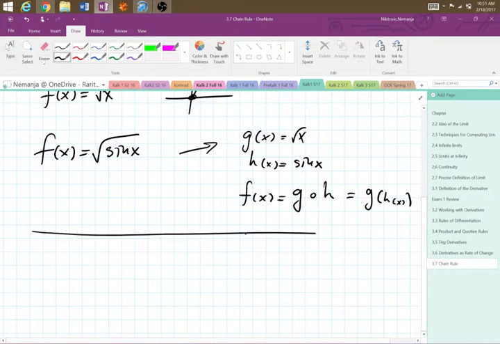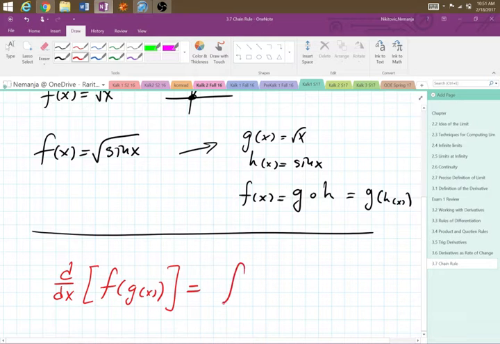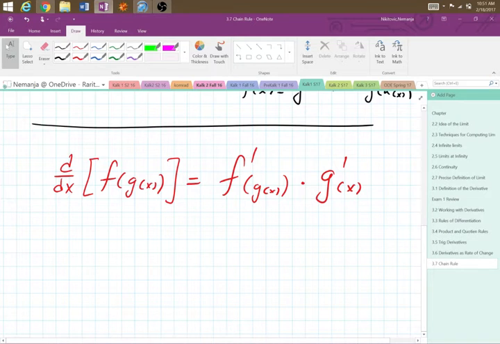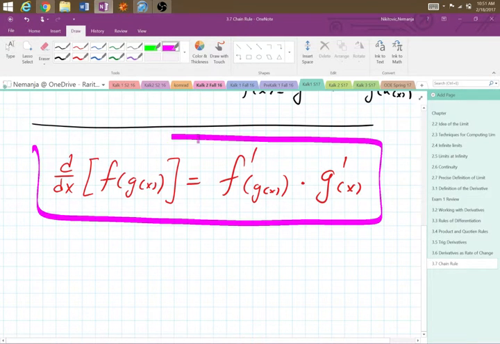So to write the formula, there are two ways we can understand this. The derivative of a function composition is the derivative of the outer function times the derivative of the inner function. This is the most standard formula that you can find.